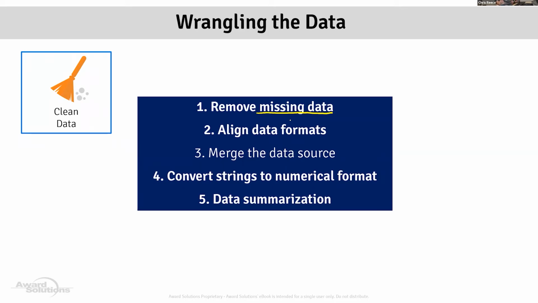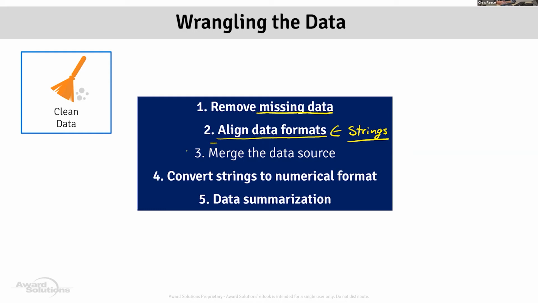The second thing we need to deal with is we need to align the data formats. And the biggest piece of this is dealing with things like strings. Sometimes when we read the numbers in, they come in as a string. Well, we can't do math on a string. What I need to be able to do is convert it into a numeric format so that I can do the appropriate math. So how do I get all of my formats the same?